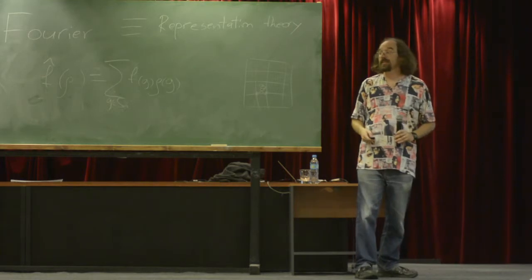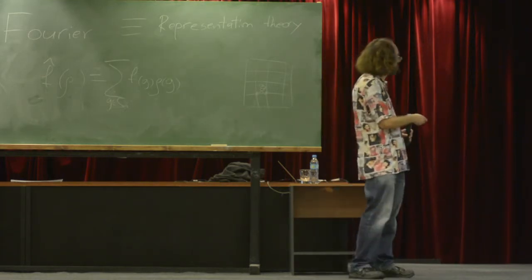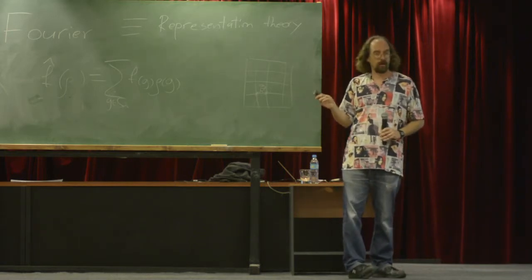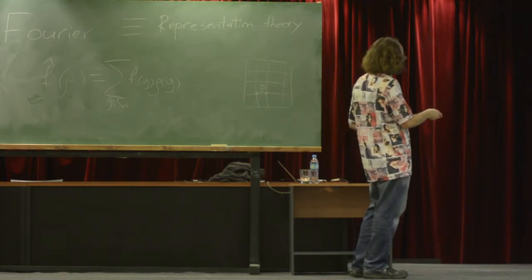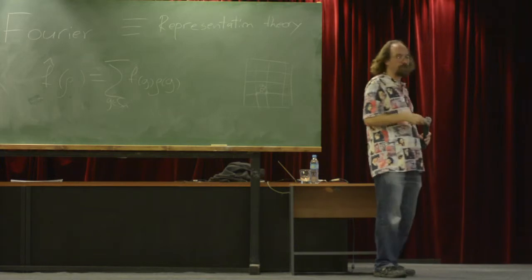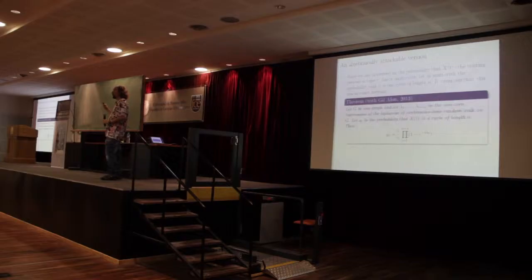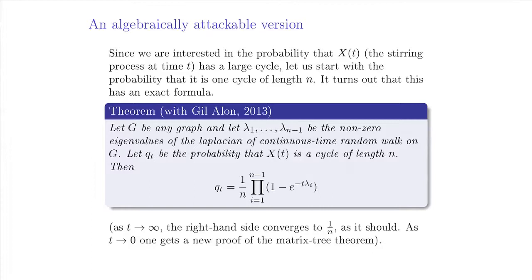Turns out that it has an exact form. And here's the formula, a result obtained with Gil Alon. Here Alon is not Noga Alon, but this very nice guy called Gil Alon. We have a precise formula for this probability. This is not the first time in my life that I proved something which is not an inequality with an arbitrary constant.